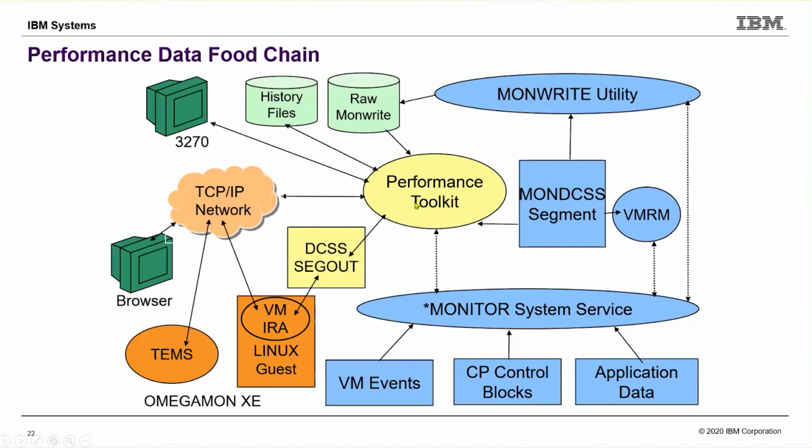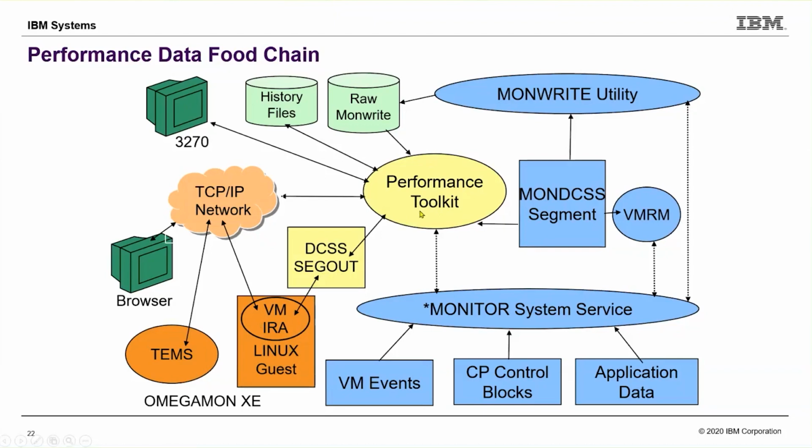Now, Performance Toolkit can also be set up to have yet another DCSS, this DCSS SegOut here, which it's actually going to share with another virtual machine for the OMEGAMON product. So remember, Performance Toolkit is a feature of z/VM, so when you install z/VM, you've installed the code for that as well, but you have to enable it. And so Performance Toolkit is going to do some of the heavy lifting here.